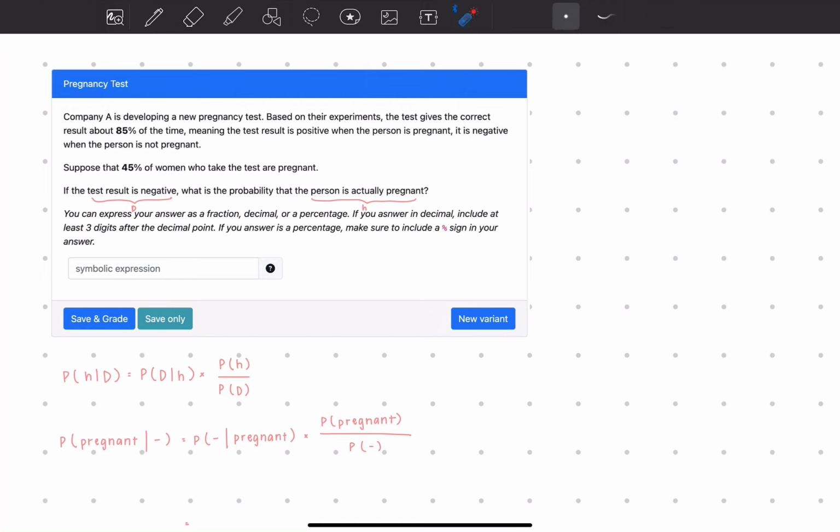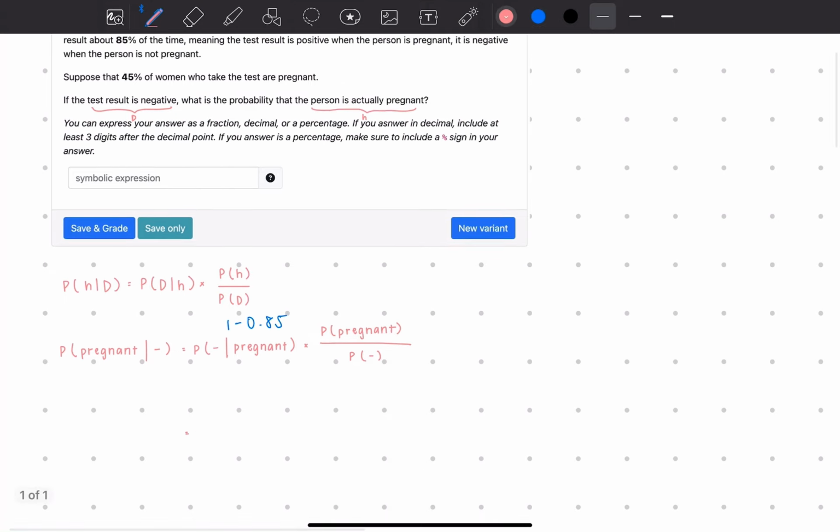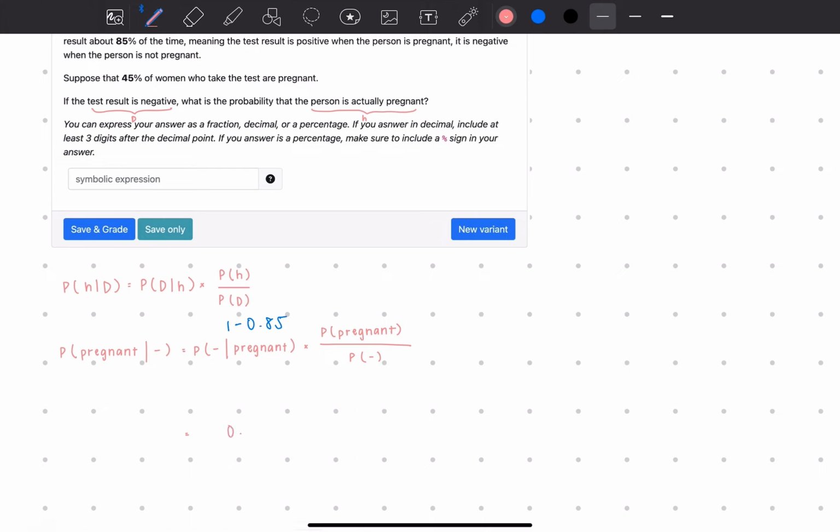The first thing we want to find is the probability of a negative test result given that the woman who took the test is pregnant. In other words, what is the probability of a pregnant woman incorrectly receiving a negative result? The test gives the correct result about 85% of the time, and if we want to find the probability of an incorrect result, we subtract 1 minus 0.85. And that gives us 0.15.